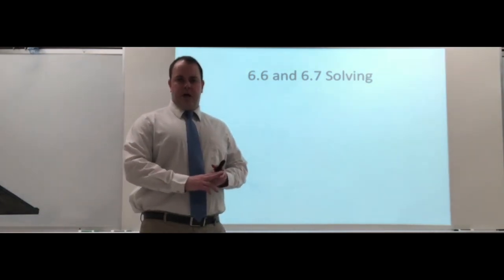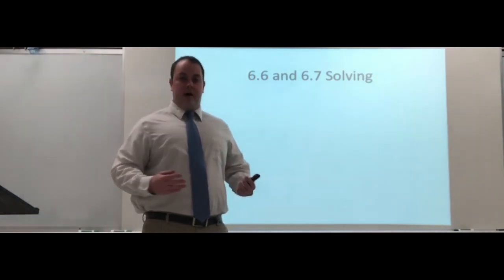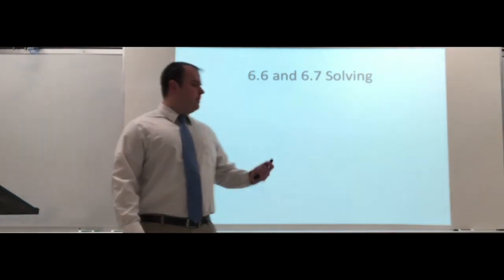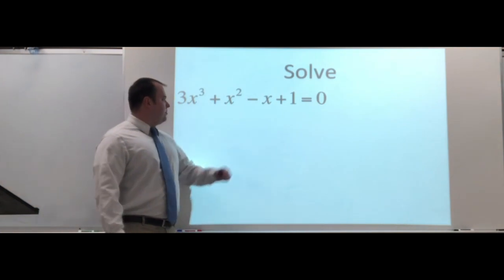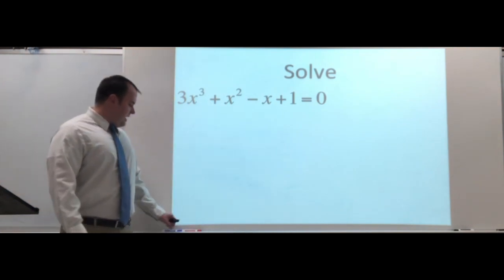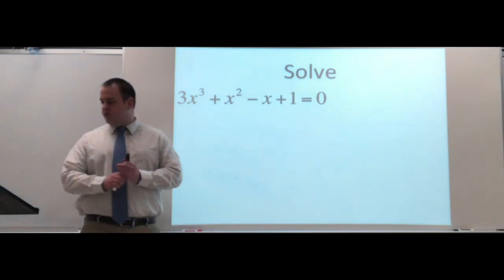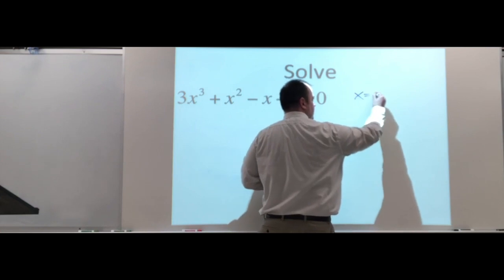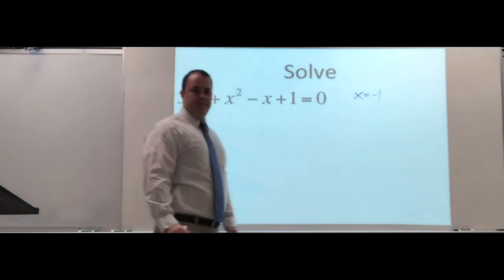So we went over all the possible roots. We then used our calculator to find if any of those were actual roots, and now we're on to completely solving. Okay, so I'm going to go back to this problem, 3x cubed plus x squared minus x plus 1, and we saw that the one actual root was -1. So we know x equals -1.